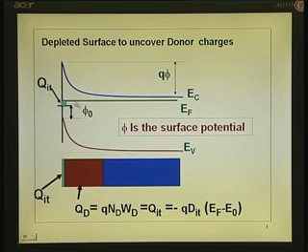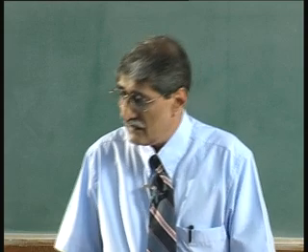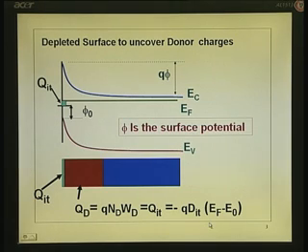Now, Q_it is actually equal to (E_f minus E_0) times Q D_it. D_it is the number of states per centimeter square per electron volt. So, we are still keeping it as number of states per centimeter square, multiplied by E_f minus E_0, and you get that. This is exactly similar to what you did in the case of the Schottky barrier. All that has happened is that equilibrium takes place till the charge here is equal to the charge here.